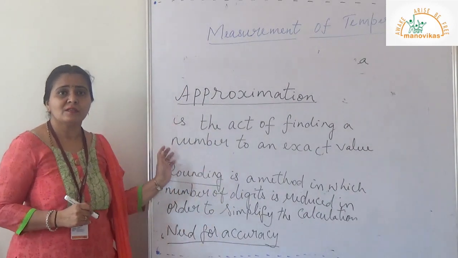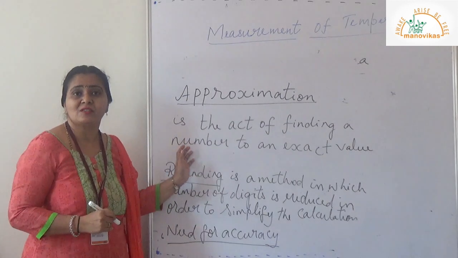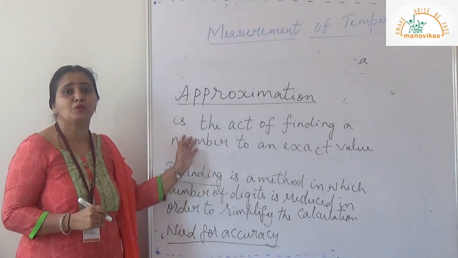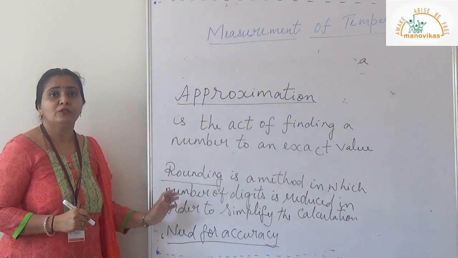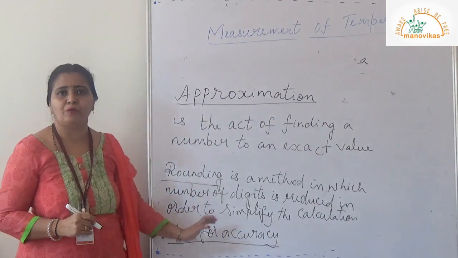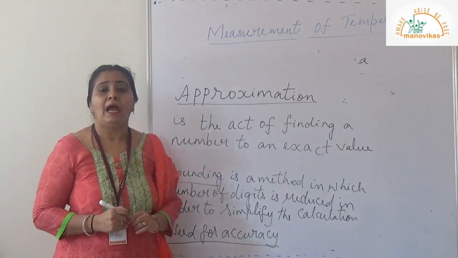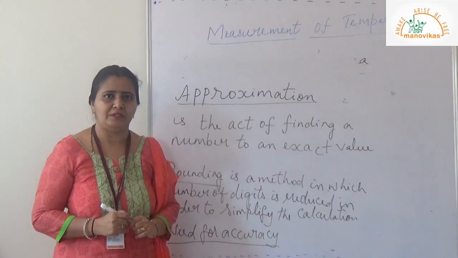Now in this case, we need not get an exact value. We just say it is an approximate. That is what we mean by approximation. Now let us learn about what is the need for accuracy. Yes, in some situations, absolute accuracy is required for the measurement of physical quantity.